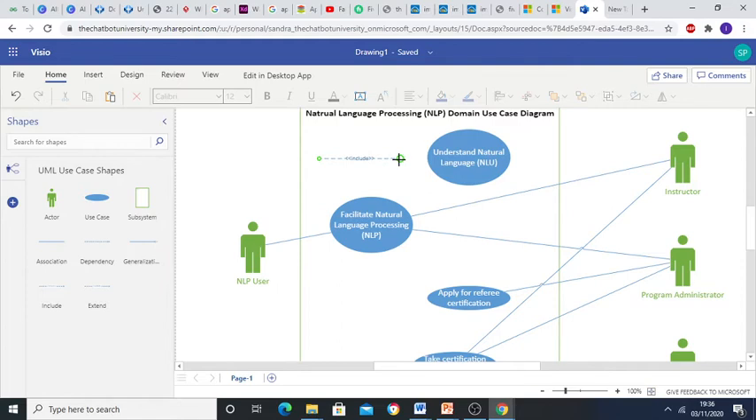So you can see an arrowhead. The association line hasn't got an arrowhead, but the includes line has an arrowhead. You can see that there's a relationship. So I've planted that there. That line goes from the including to the included, meaning that this does not stand by itself, but exists as a result of facilitating natural language processing. Yeah?